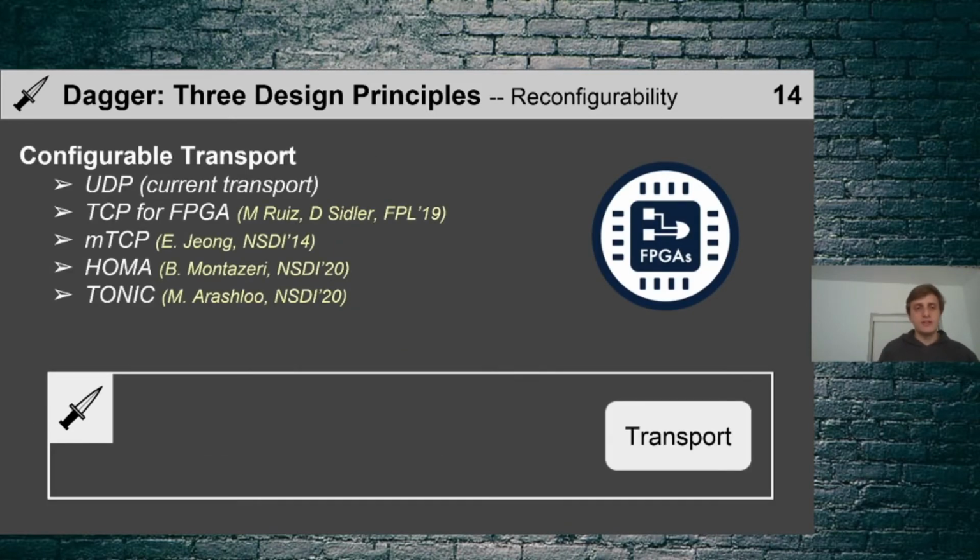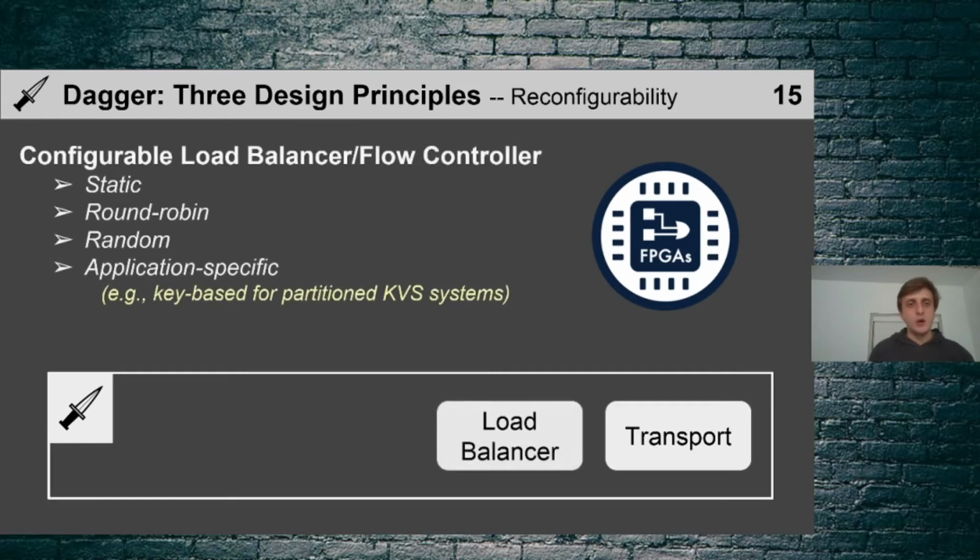Dagger allows the flexible choice of the transport layer and is currently based on the UDP. However, it can also support TCP/IP for FPGAs, specifically optimized transport layers for particular workloads such as MTCP and HOMA, and also reconfigurable transport layers like Tonic. Dagger also comes with configurable load balancer and flow controller.